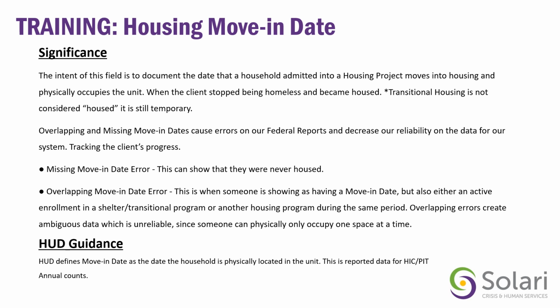Consider that overlapping and missing move-in dates cause errors in our federal reports and decrease our reliability on our data for the system. It also impedes tracking the client's progress. Two other key elements: missing move-in date errors can show that they were never housed. The other piece, overlapping move-in date errors, is when someone is showing as having a move-in date, but also either an active enrollment in a shelter or transitional program or another housing program during that same period. Overlapping errors create ambiguous data, which is unreliable, since someone can physically only occupy one space at a time.